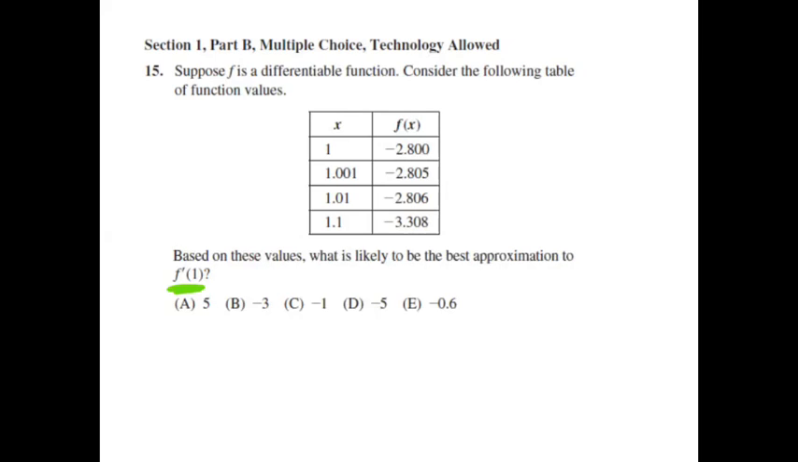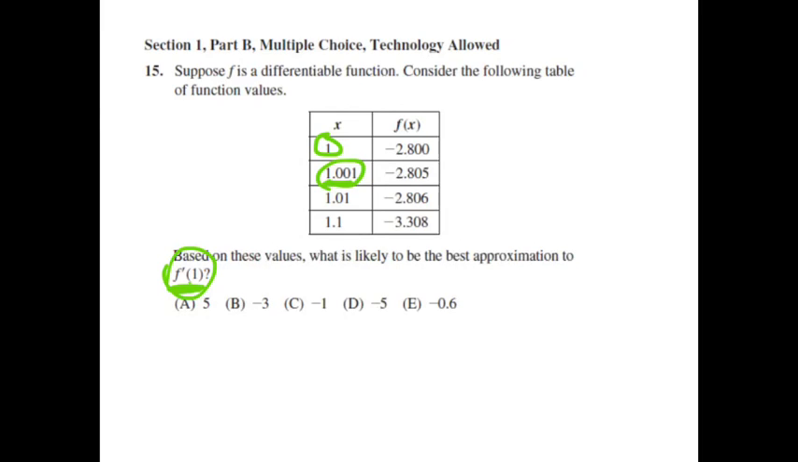Whenever we're asked a question about a derivative and the only information that we have is a table, the only thing that you can do is find slope. Derivative means slope, and if I've got a table of values, all I can do is find slope. None of my derivative rules are going to work here. I'm going to choose the two points that are closest to 1, which is the value that I'm interested in. Of course, that's going to be 1, and then 1.001 would be the next closest point.